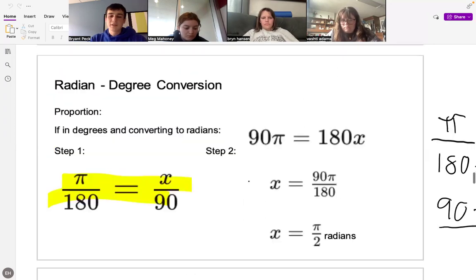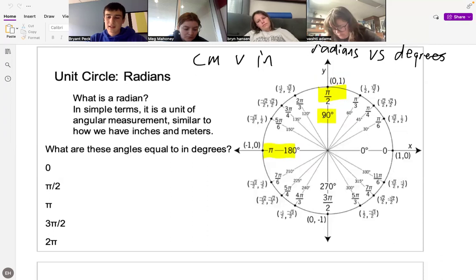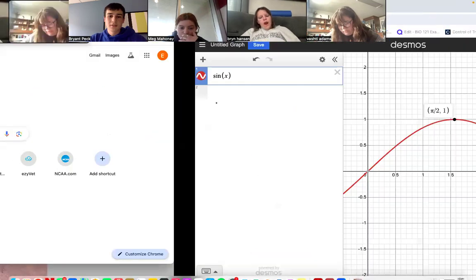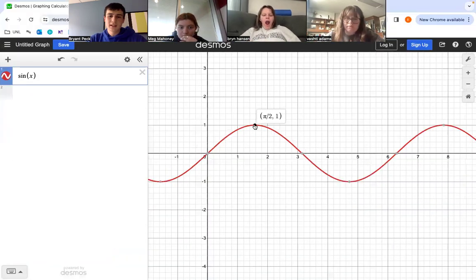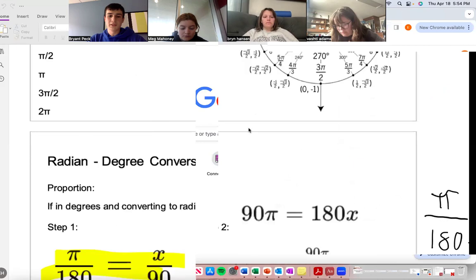And if we go back up to the unit circle, we can see that, like we said earlier, pi over 2 does equal 90. And if we go back to our graph of sine, we can see that this pi over 2 is also going to be equal to 90. So if you ever see that sine is equal to 1, you can say that the angle is 90 degrees, or you can say that it's pi over 2. They are two equivalent things.